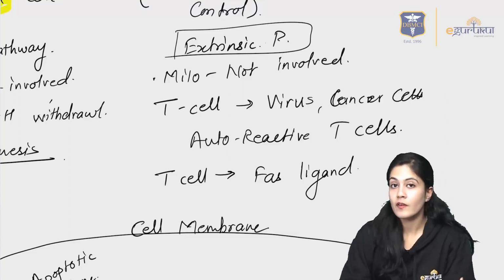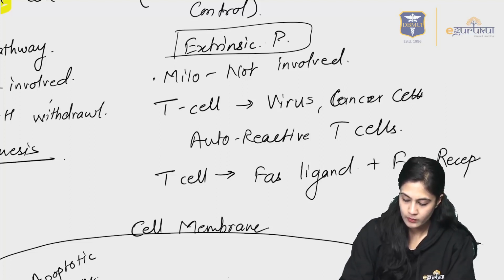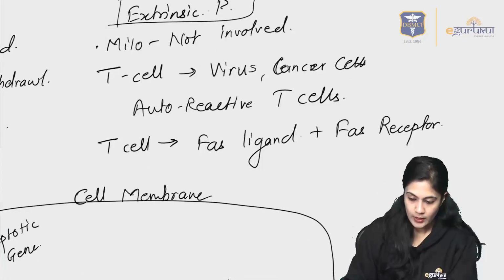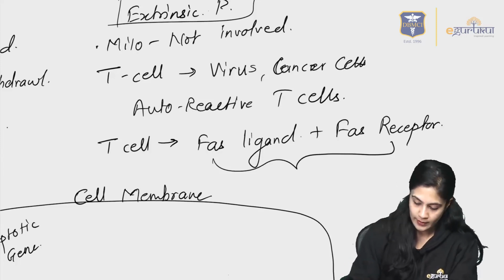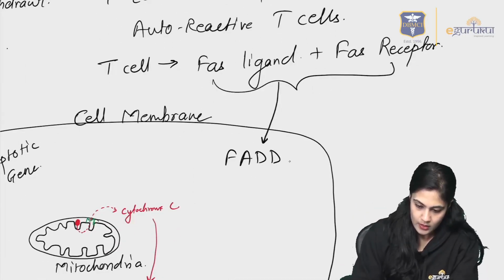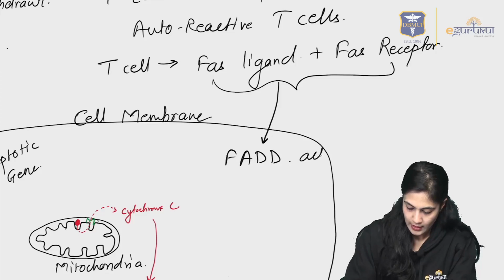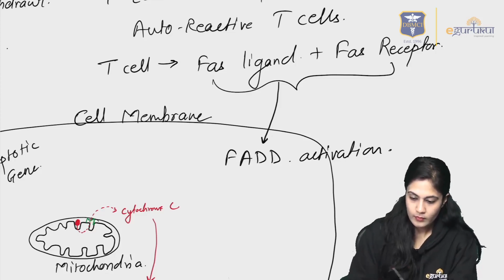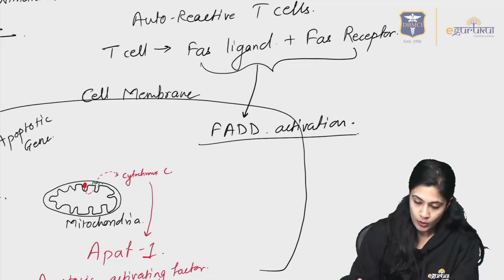Fas ligand, if it has a ligand, it should have a receptor, which is also known as the Fas receptor. Fas receptor, right? When this complex is attached to the T cell, it gets activated, and inside the cell membrane they will form the FADD, Fas activation factors, right? So once it is getting activated, once those get activated, what will happen?